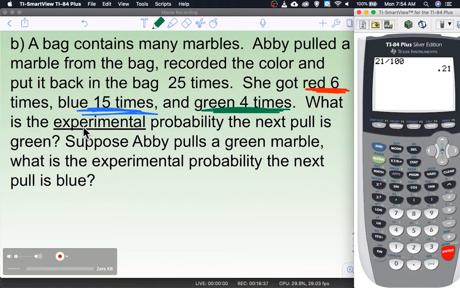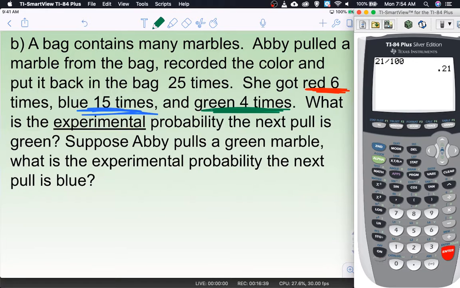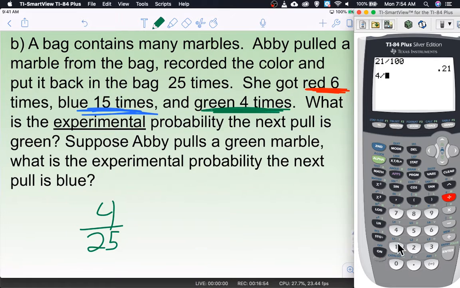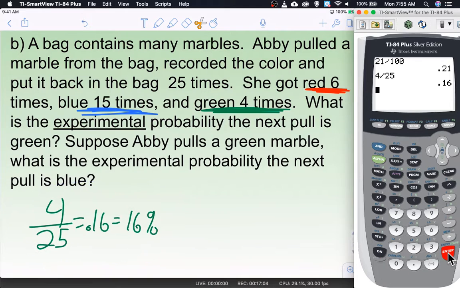Okay, so let's answer that first, and then we'll go to the second part. So, the thing we want, the green, has only happened 4 times out of 25 pulls. That would be the experimental probability. 4 out of 25. Okay, so that's 0.16, which is 16%. So that's the experimental probability of getting a green marble.